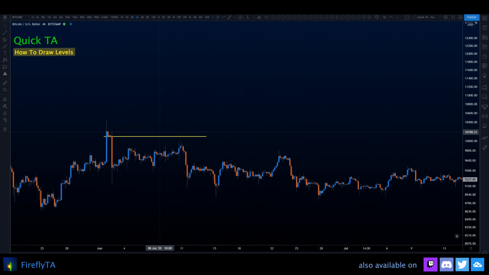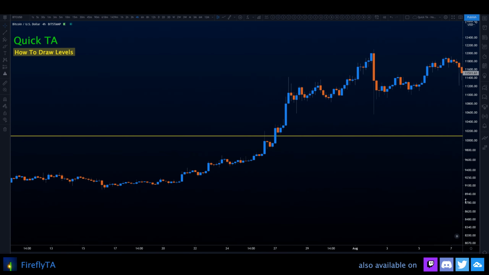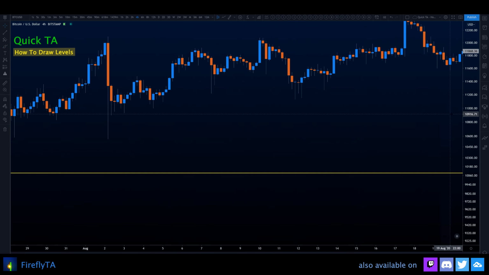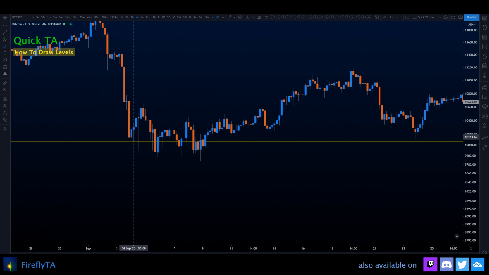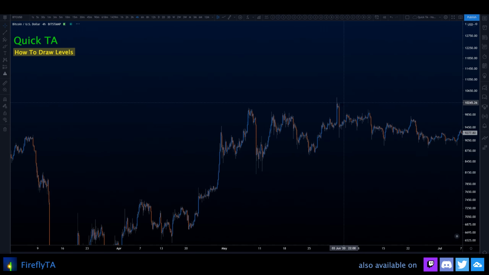So we are going to draw this level out, and I don't need to look at it. I know that it is relevant. As you can see, it gets rejected here. It gets confirmed as support over here. So there is a lot of meaning to this level. Here is the same story. It is confirmed as support over here. Here's a battle taking place, confirmed as support over here. Here you can see that this is a very effective way of drawing levels.